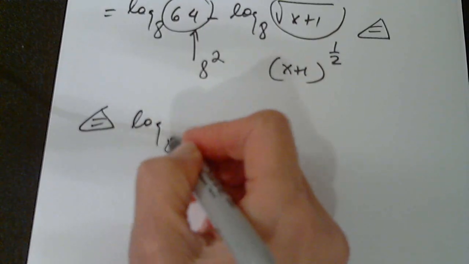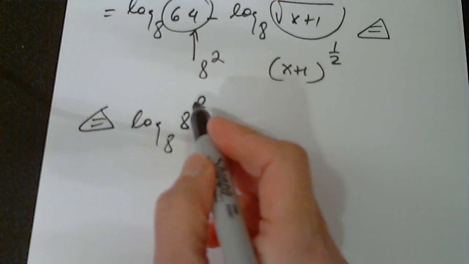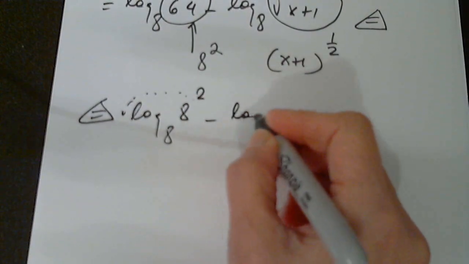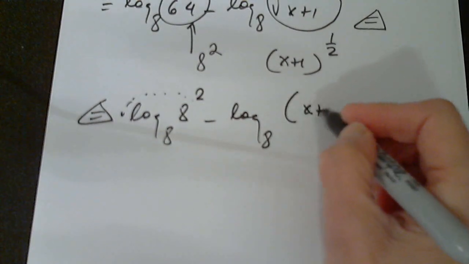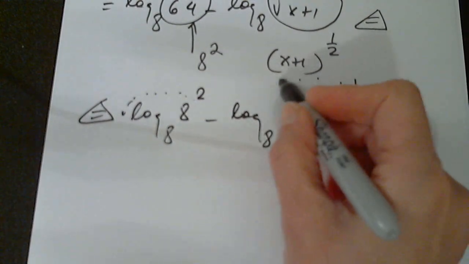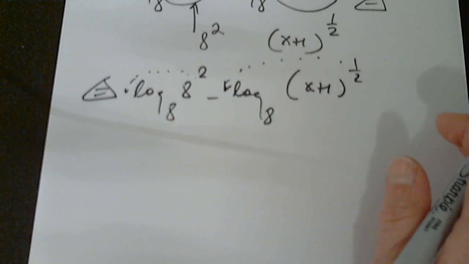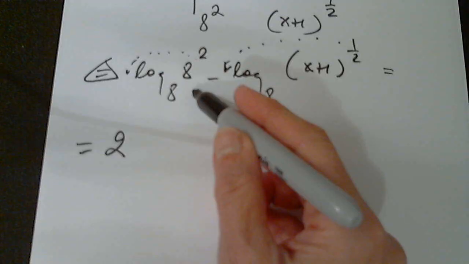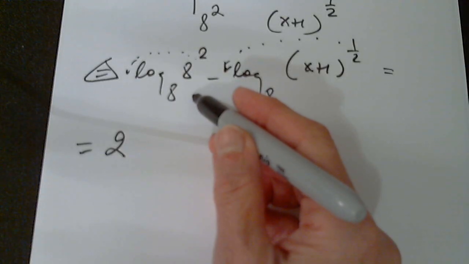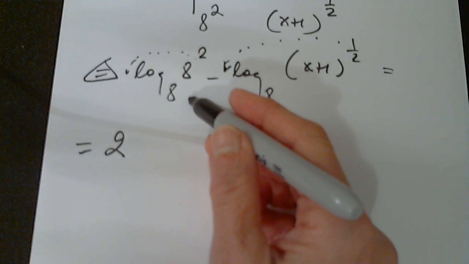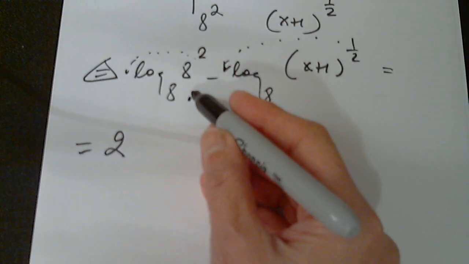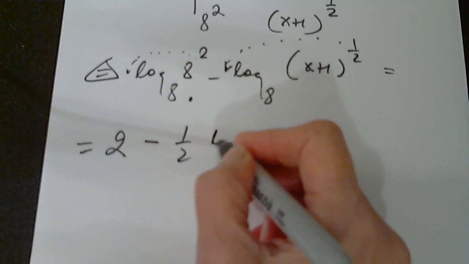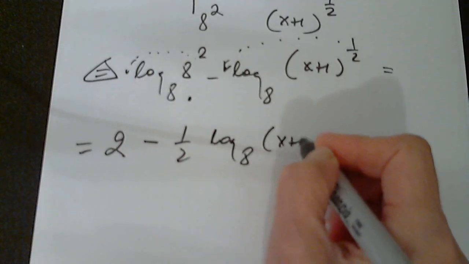Log base 8 of 8 squared. Again, I have to use this power rule. The same thing here, minus log base 8 of x plus 1 to 1/2. And I have to use the power rule. Good. So then I have 2, but log base 8 of 8 is how much? How much is log base 8 of 8? 1. Exactly. Always. Minus 1/2 log base 8 of x plus 1.